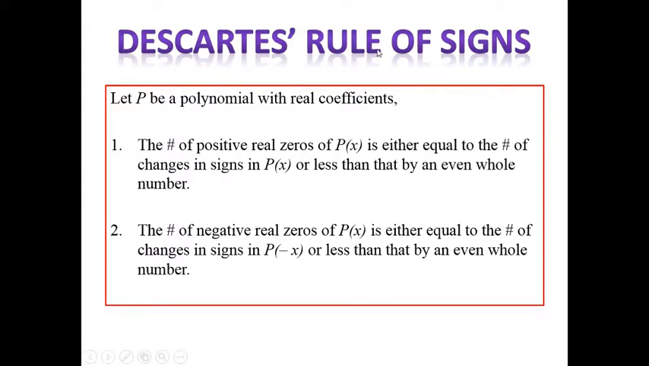So Descartes' rule of the signs, that means it's finding the positive and the negative real zeros. For the first statement, it's showing that the number of positive real zeros of p of x is either equal to the number of changes in sign in p of x, or less than that by an even whole number. And for the number of negative real zeros of p of x, it's either equal to the number of changes in sign in p of negative x, or less than that by an even whole number. So just read through the definition, it's kind of broad, so here's what that means.